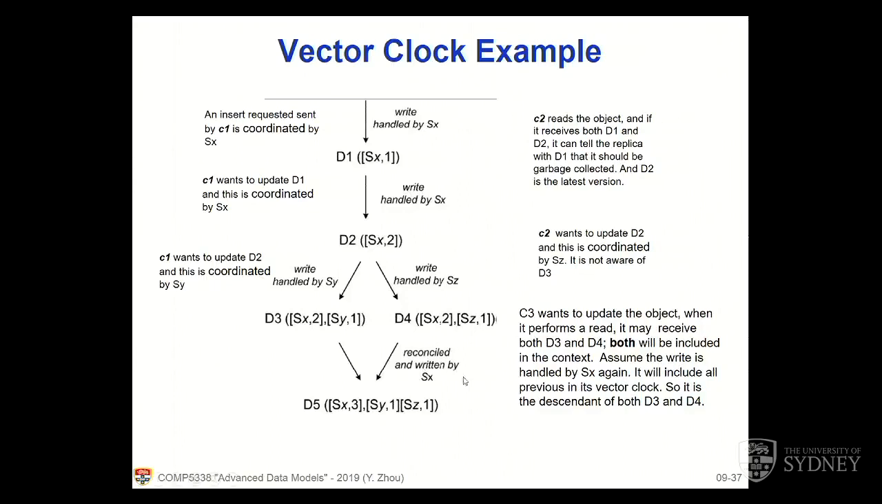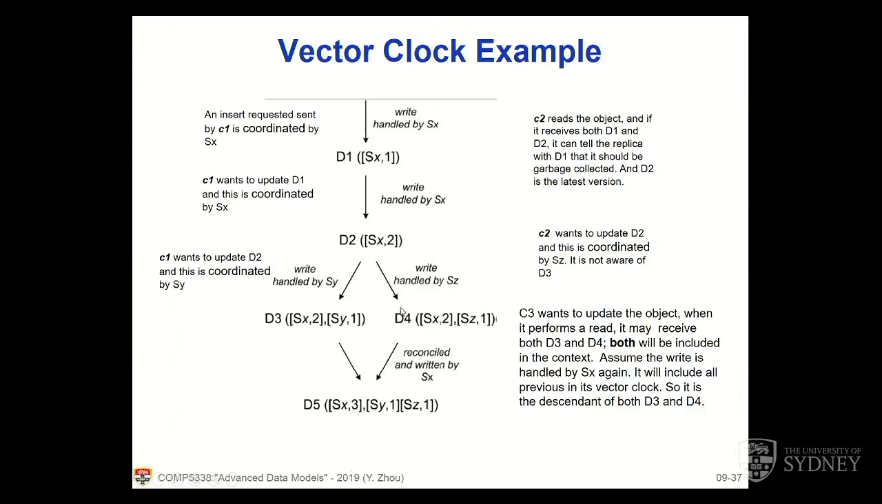Then suppose this is handled by SX. It needs to include all previous entries in the vector clock because it's a descendant of both. It can't say I'm only a descendant of this or only of that, so it needs to put all of this in. So SY is here, SZ1 is here as well. But because it's handled by SX, we update the SX counter by 1. So we get SX3 and then all of this.